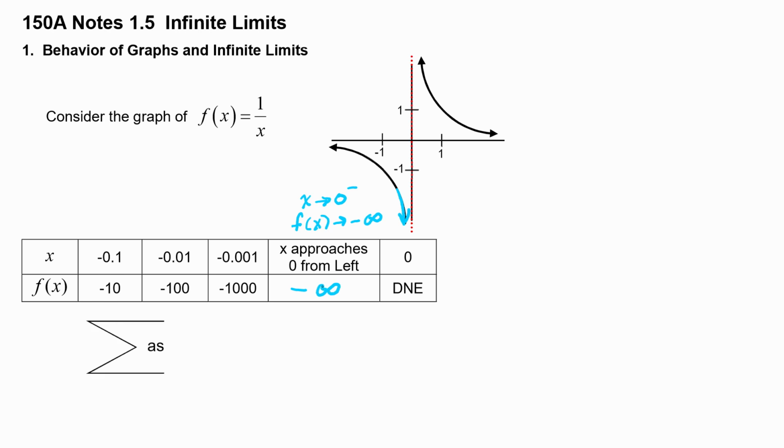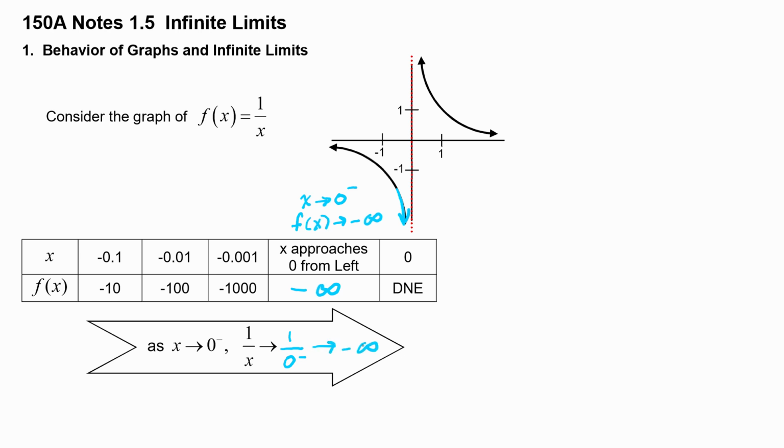Another way of saying that: as x approaches 0 from the left, 1 over x goes to 1 over 0 minus, which we see is heading off to negative infinity.